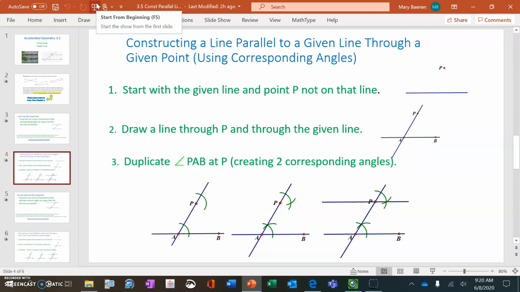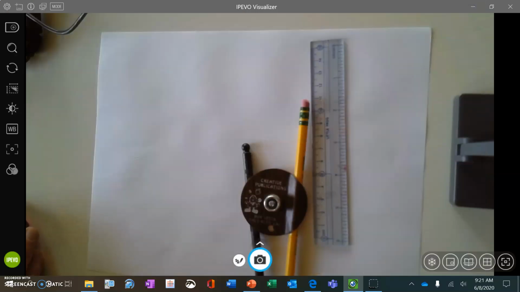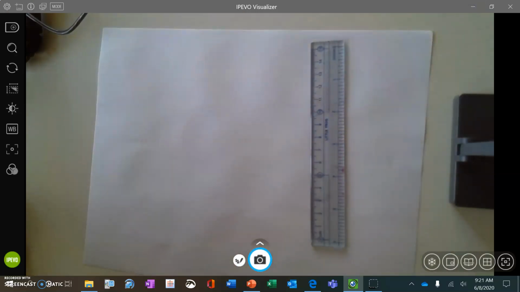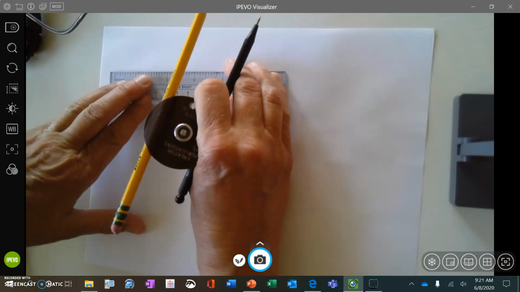and you want to draw that line through P so that it becomes the transversal, and then you're going to duplicate that angle that you create there, PAB, at P up above, creating corresponding angles that are equal. And if the corresponding angles are equal, then the lines are going to be parallel. So I'll put this down for a while, and I will do this construction.